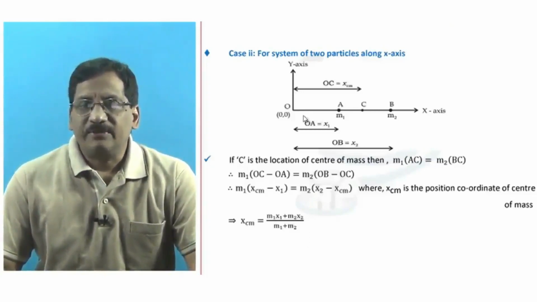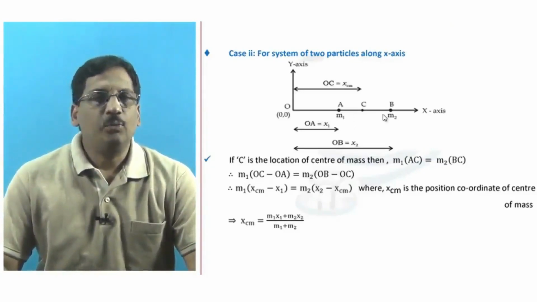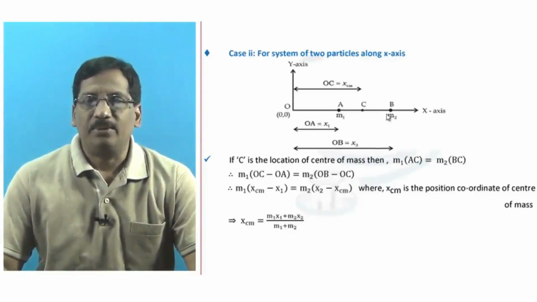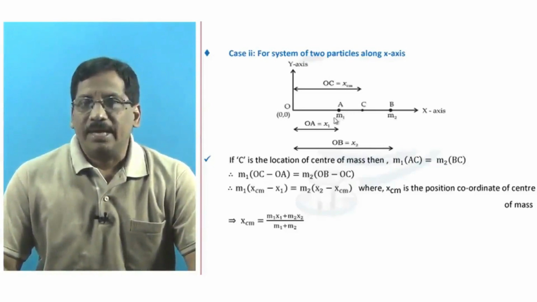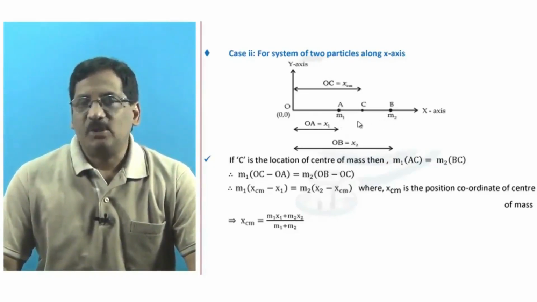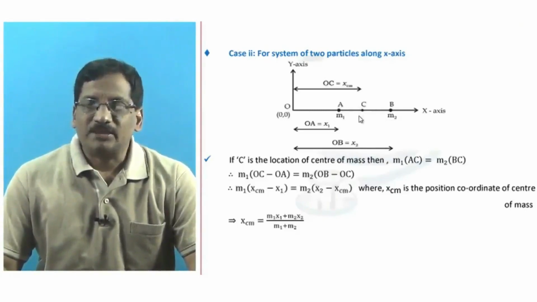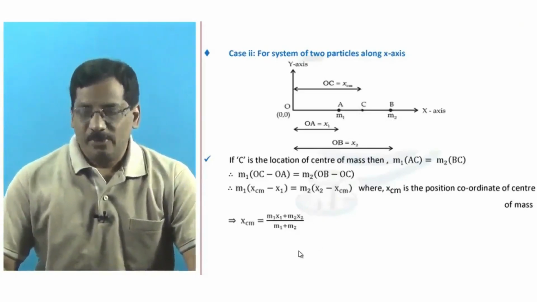The same context we are going to apply for so many cases later on, just to understand a very simple base level context of location of two particles of masses m1 and m2 on x-axis at positions x1 and x2 respectively from the origin. Now the position coordinate of center of mass OC equal to xcm is equal to m1 x1 plus m2 x2 by m1 plus m2.